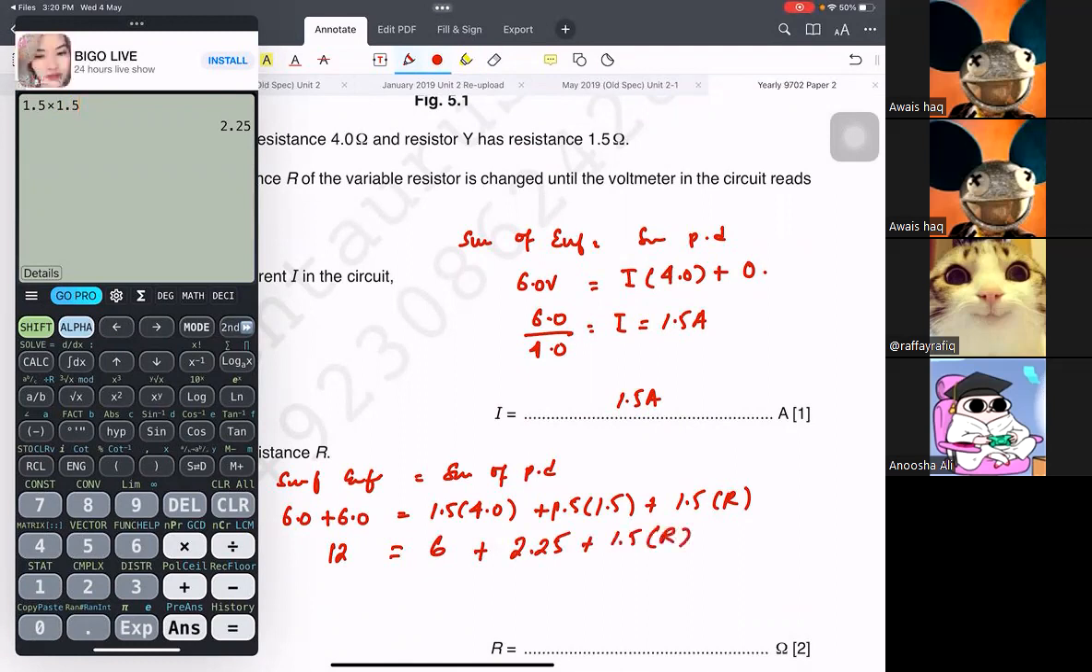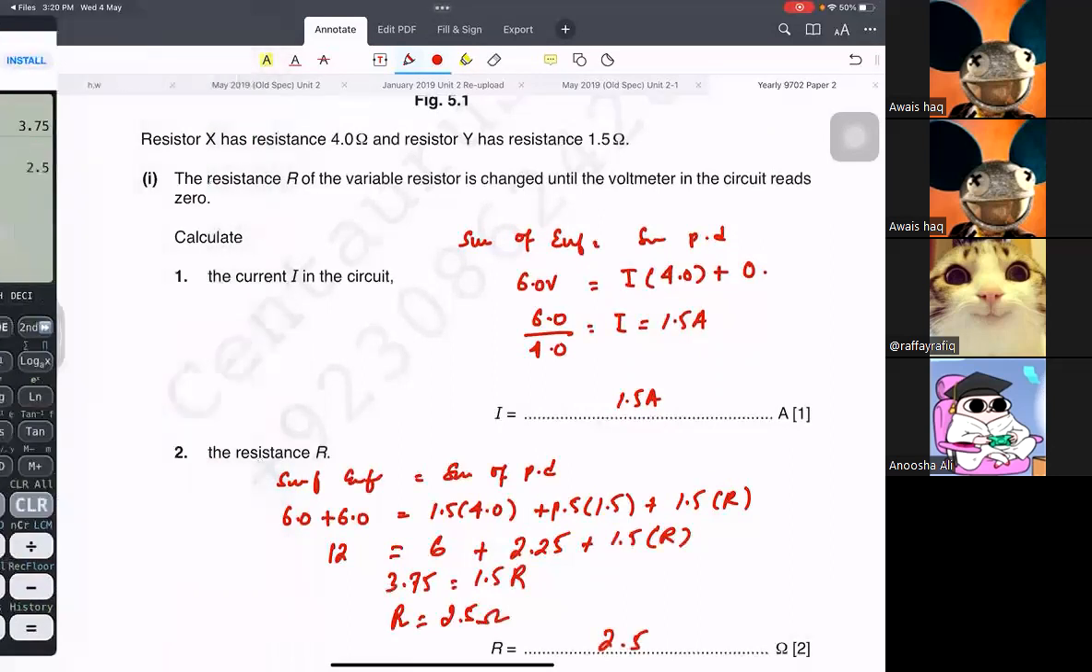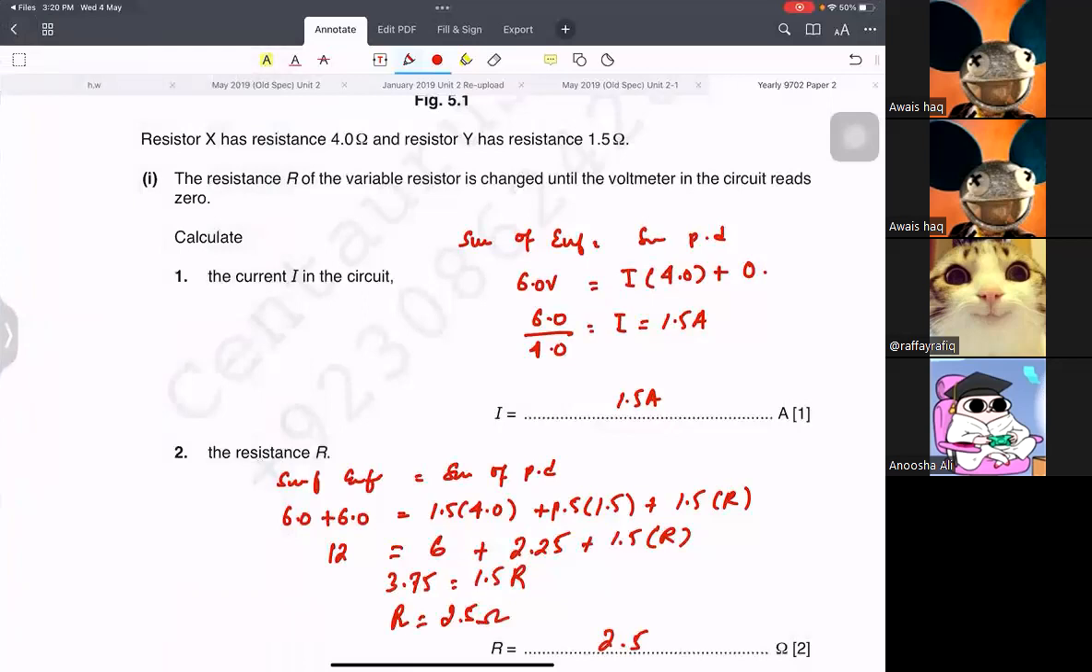And here. Now 12 minus 6 minus 2.25, 3.75 equals to 1.5 R, and R will be 2.5 ohms. That should be the answer then. If you have any questions, let me know.